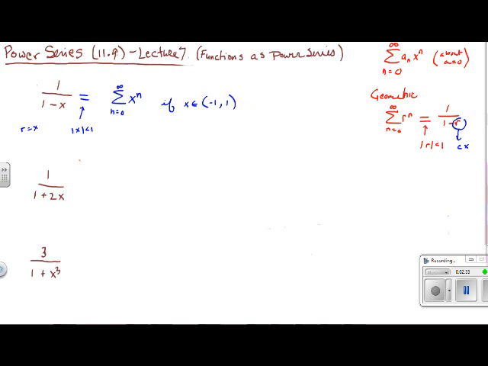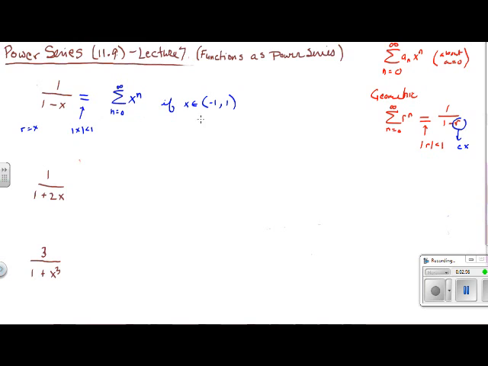Now, just a quick note of caution. What we're saying is that these two functions are equal. If I plug in any x in this interval, this power series is going to sum to the same thing as I get here. So for instance, if I plug in x equals 1/2, I get 1 over a half. That's 2, right? And if I sum up what I get when I plug in x equals 1/2 into this power series, it's going to converge to 2 as well.